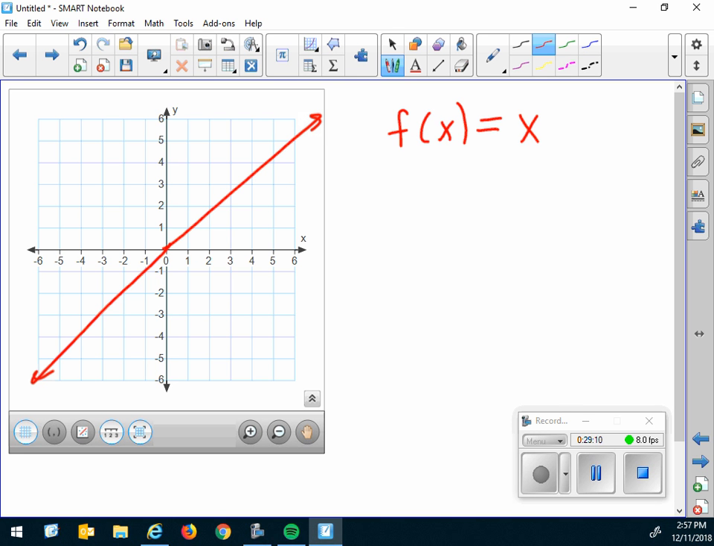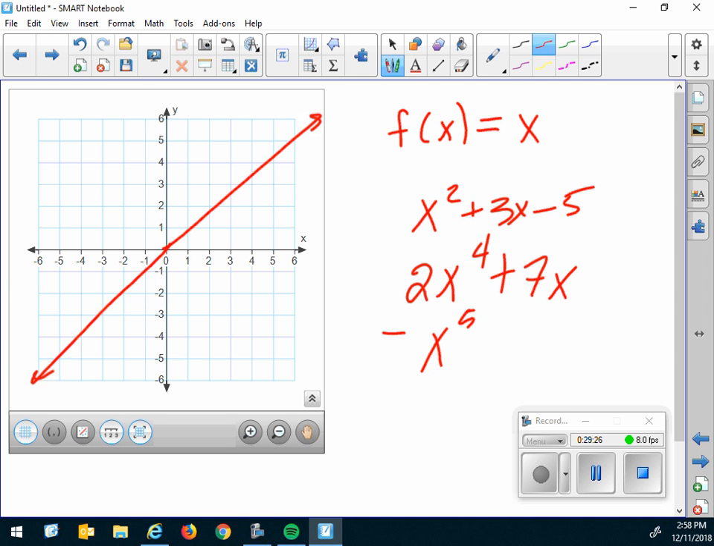Ladies and gentlemen, if you have just a nice polynomial, and remember a polynomial like x squared plus 3x minus 5, or 2x to the 4th power plus 7x, or negative x to the 5th plus 2. If you have a polynomial, the domain's all real numbers all the time. Can you remember that? If you just have a polynomial, the domain is all real numbers all the time.